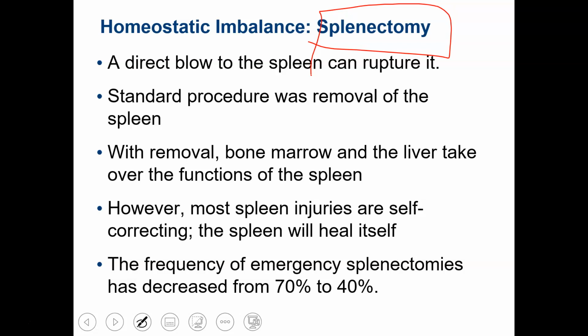However, today, we know that most injury to the spleen will fix itself. And the rate of emergency splenectomy has decreased drastically, where it used to be in the 70%, now it's in the 30s, 40% of them actually removing. They're a lot more hesitant than they used to be.